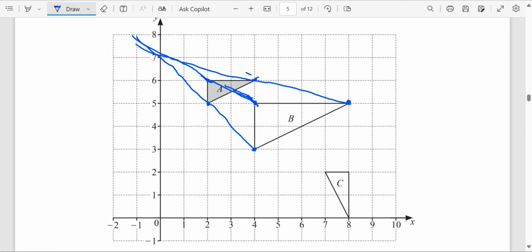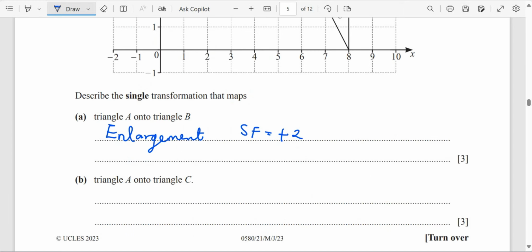Now from what I have seen here, we can see that the three lines are meeting at this point. So that's the center of enlargement. So the center of enlargement is 0, 7.